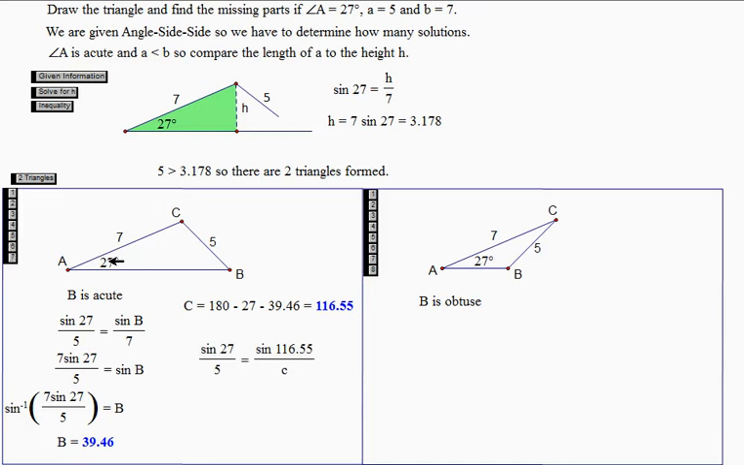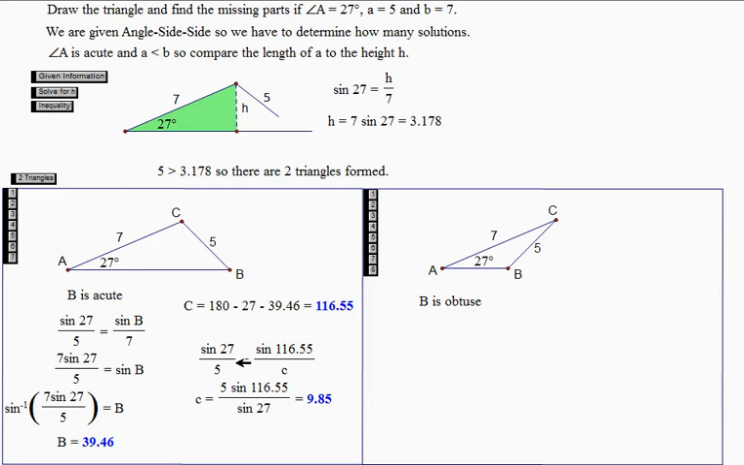So sine of 27 over 5 equals the sine of 116.55 over side C. Here we can multiply both sides by C to get C in the numerator, and then finish solving by multiplying by the reciprocal of this. Another thing you could do is cross multiply and solve. I didn't go through all the algebra work there, but we get 9.85 for this missing side.